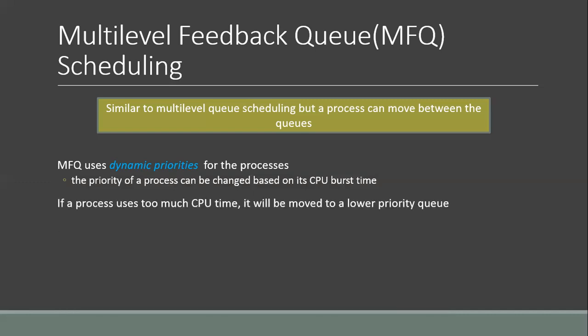For example, if a process uses too much CPU time, it will be moved to a lower priority queue. This means if the CPU burst length is larger for a process, then its priority will be decreased. It will be moved to a queue that has lower priority.